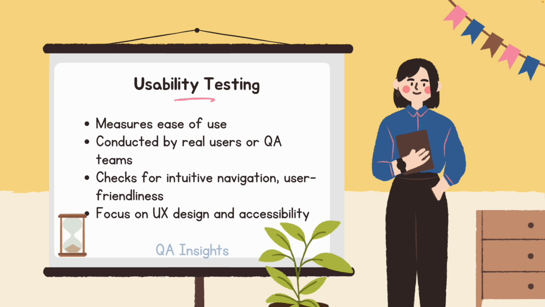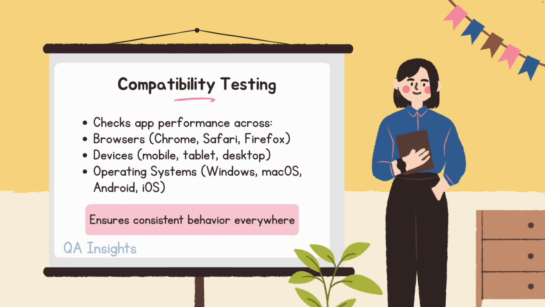Next, we will look at compatibility testing. Compatibility testing is very important in real-world scenarios. Users access apps through different browsers, devices, and operating systems. Compatibility testing ensures that the software runs smoothly across various platforms, whether Chrome, Safari, iOS, Android, or different screen sizes. Let's move on to another key area, which is reliability testing.